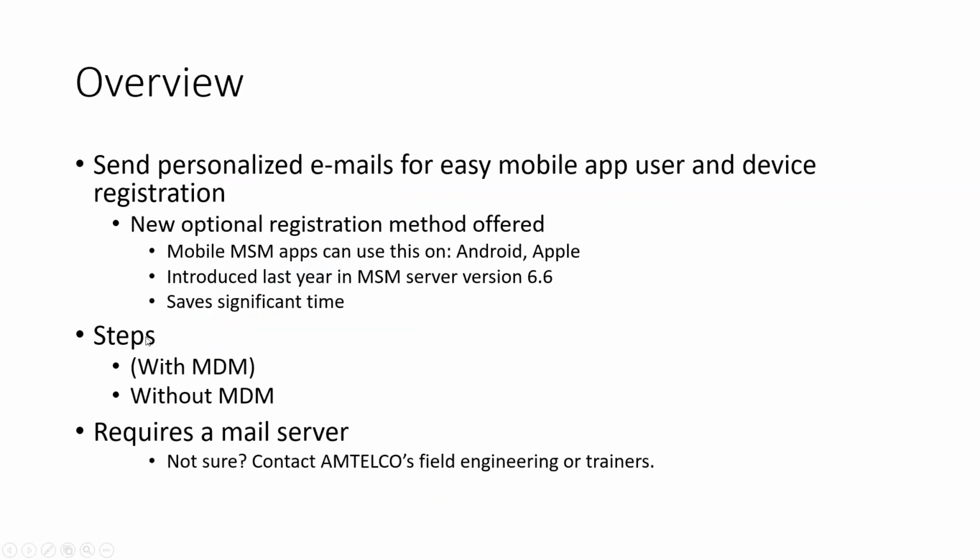So, the steps for email registration. After you configure those email settings in the admin web, and you've tested it and it works and everything, what's it going to be like for end users to register with the My Secure Messages app using this feature?